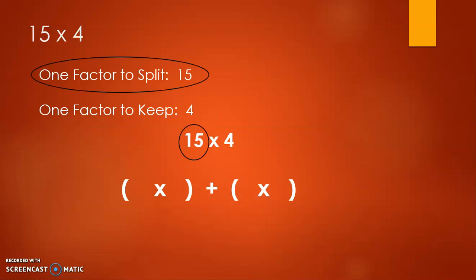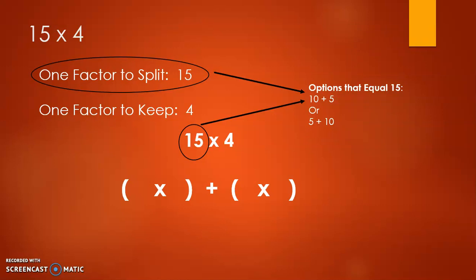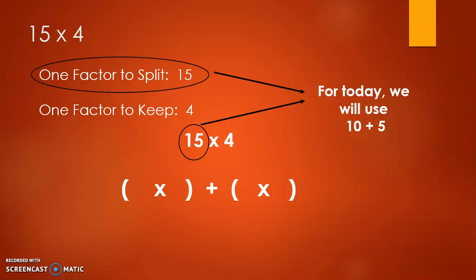So we're going to look at the factor to split, 15. And we are going to ask ourselves, how can I split this larger number into an easier number to multiply? So I'm going to use 10 plus 5 or 5 plus 10 because 15 broken down into tens and ones is 10 and 5. So for right now, we're going to use 10 plus 5.